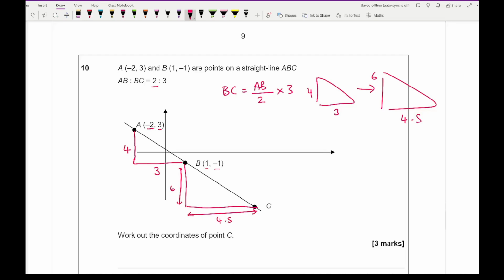So if I mark what the coordinates are, this point here is -1 and this point here is +1. That means this point here is going to be 1 plus 4.5, which is 5.5, and this point here is going to be 6 down from -1, which is -7. So C is going to have a coordinate of 5.5 and -7.